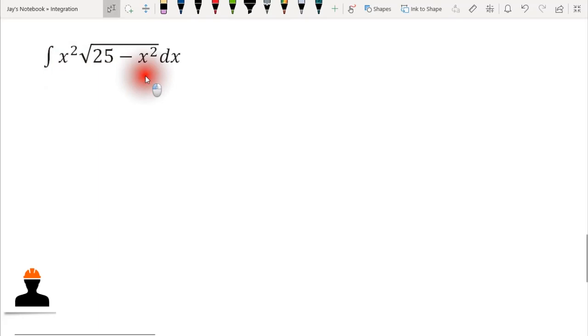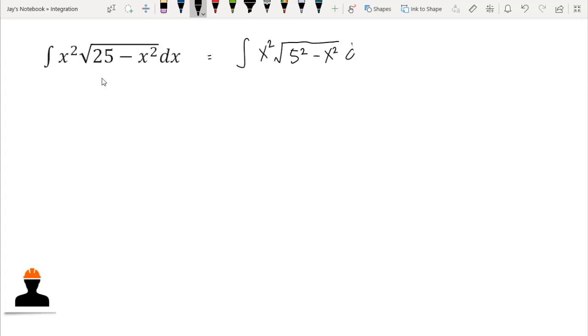And then we have the last example, the integration of x squared times square root of 25 minus x squared dx. Now in this case, we may not use completing the square since we can identify directly here which is our u and our a. In that case, we can rewrite this integration as the integration of x squared and square root of 5 squared minus x squared dx. So therefore, our a is equal to 5, and our u is equal to x. Okay, so this is our a, and this is our u.